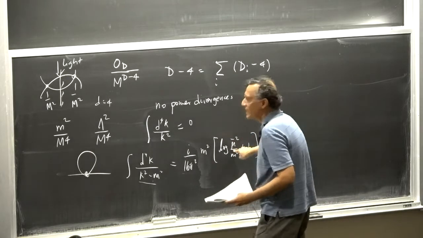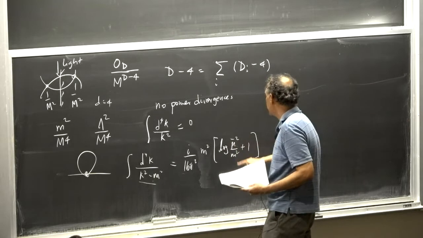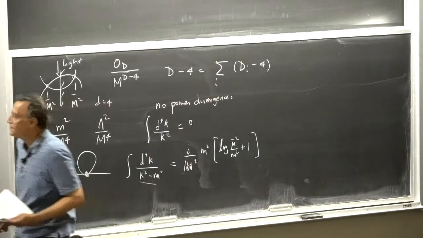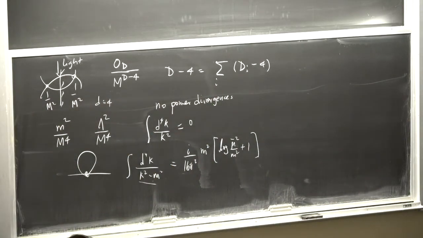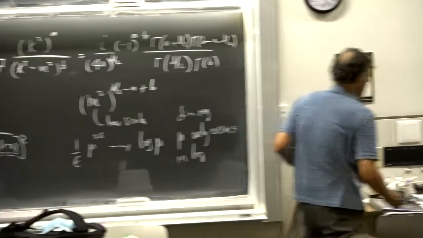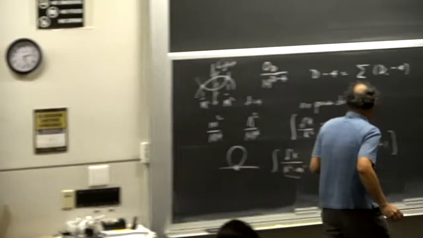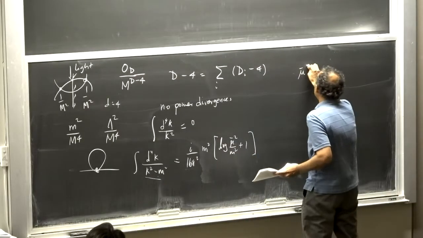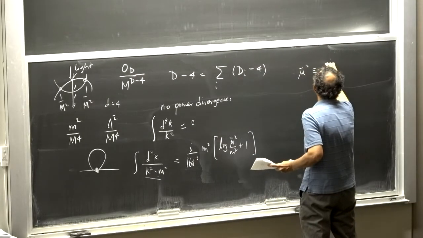I should mention that in dimensional regularization, at the vertices you get factors of mu to the 2 epsilon, and then because of these 4 pi to the d over 2s, this mu bar squared is by definition, what is it?